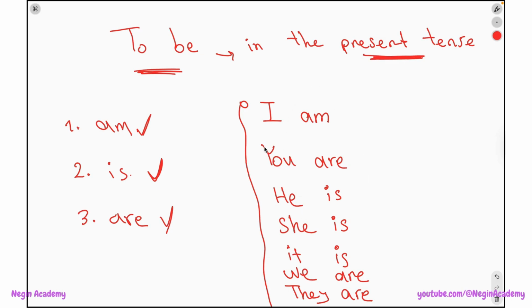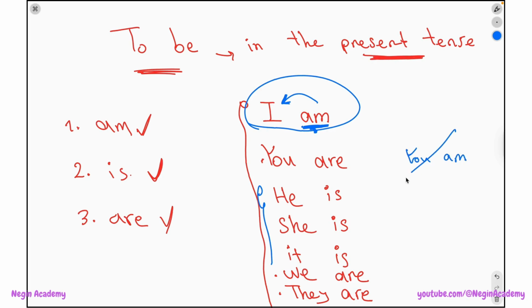As you could see, these three are similar. You are, we are, they are. Let me change the color. And these three are similar. He is, she is, and it is. The only difference here is I am. Am should only be used for the subject I. We shouldn't say you am. It's completely wrong. We don't have he am. It's completely wrong. We don't have they am. It's completely wrong. Only the subject I can be used with the to be verb am.